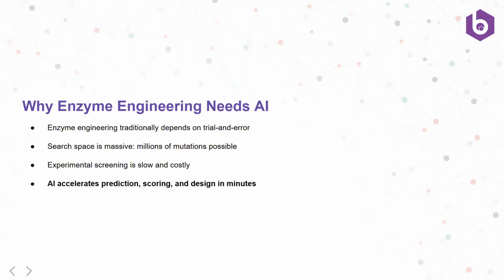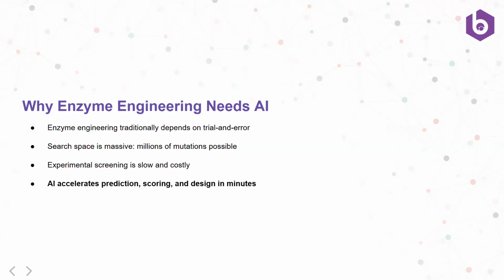And why does enzyme engineering need AI? You know, traditional enzyme engineering has relied heavily on trial and error. It takes months and years to design something new. The main challenge is the sheer size of the search space. A single protein can have millions of possible mutations. To test them and experimentally validate them is simply impossible. And also, wet lab screening is slow, expensive, and often gives limited insights.